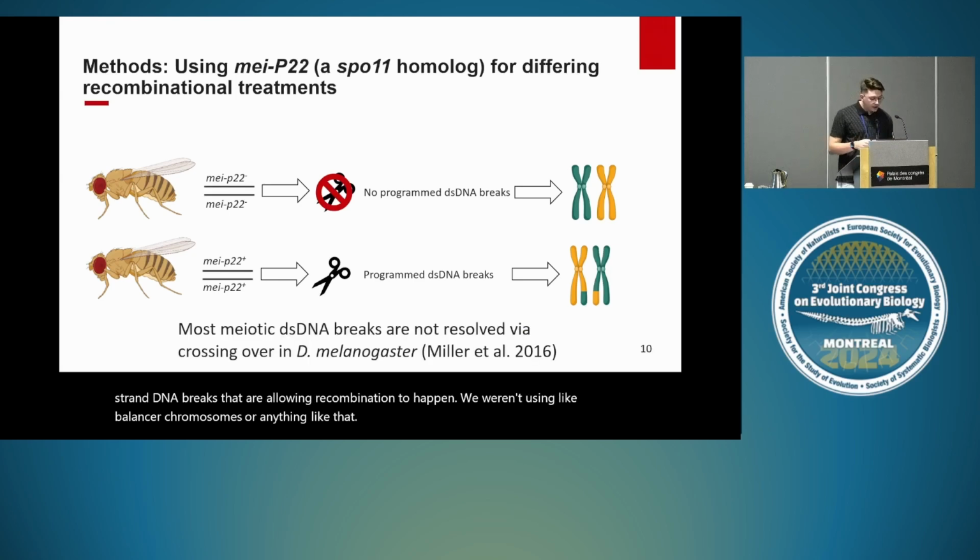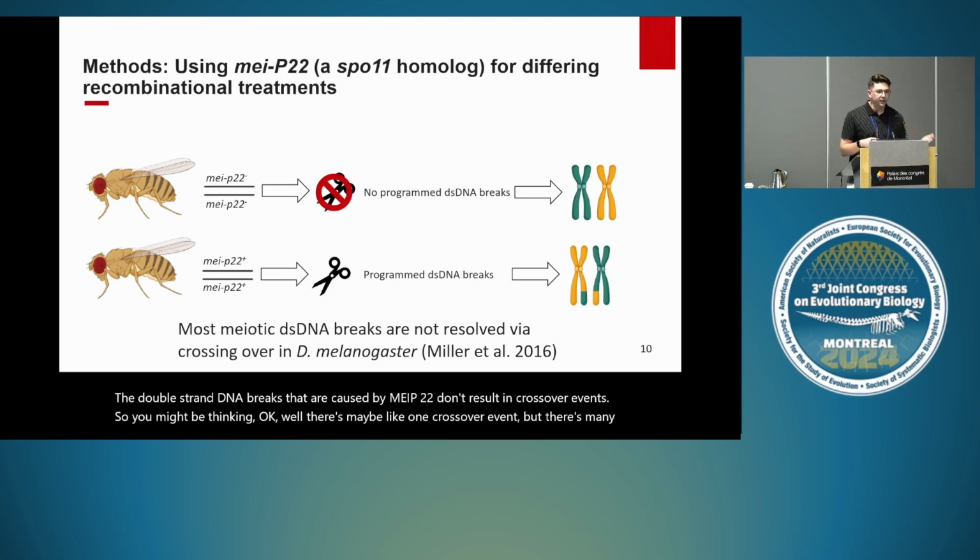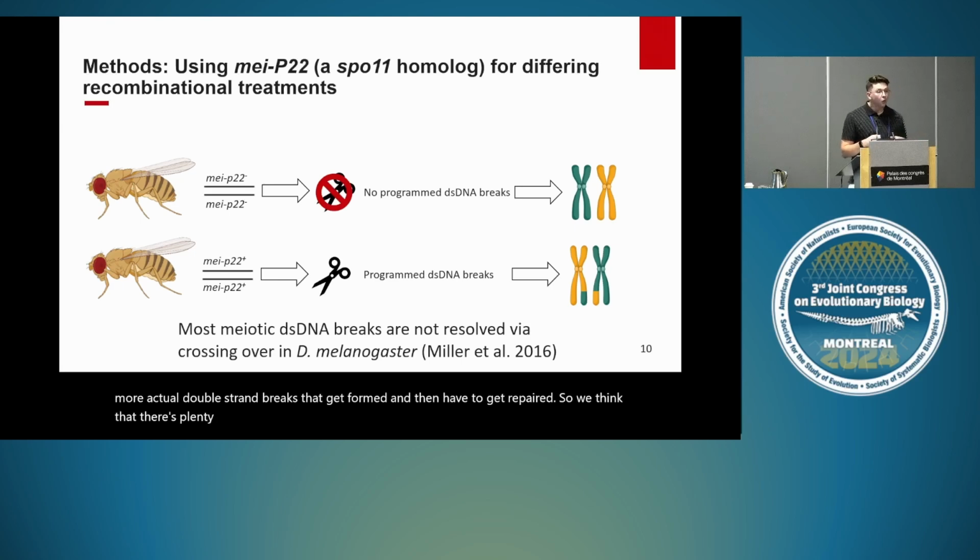And another quick thing that I want to mention is that most of the double-strand DNA breaks that are caused by MEIP22 don't result in crossover events. So you might be thinking, okay, well, there's maybe like one crossover event, but there's many more actual double-strand breaks that get formed and then have to get repaired. So we think that there's plenty of opportunity for these double-strand breaks to be acting in a mutagenic way.